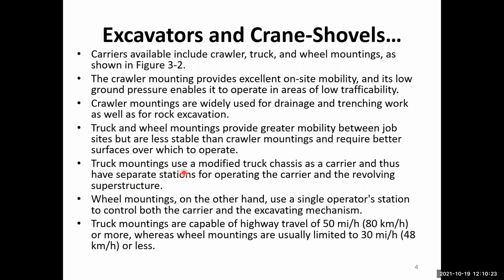The truck mountings use a modified truck chassis as a carrier, and thus have separate stations for operating the carrier and revolving the superstructure. So the truck mounted and the wheel mountings are two separate types. In the truck mountings, there is a separate position for operating the carrier and revolving the superstructure. Wheel mountings, on the other hand, use a single operator station to control both the carrier and the excavating mechanisms.